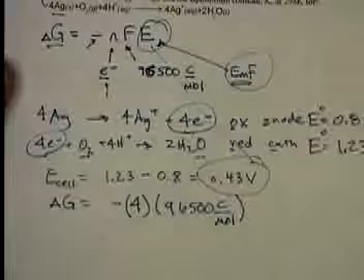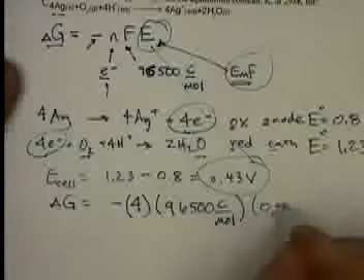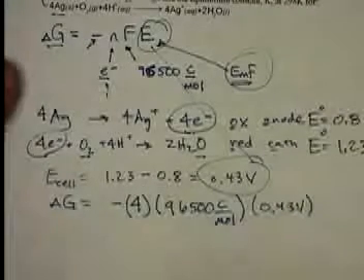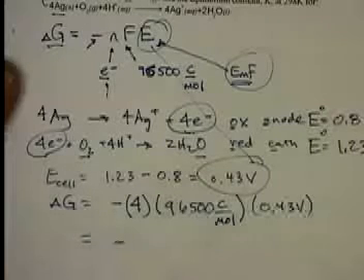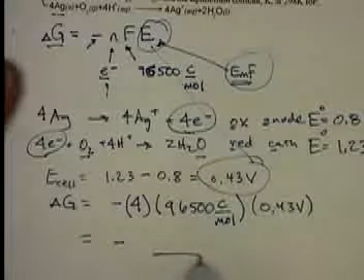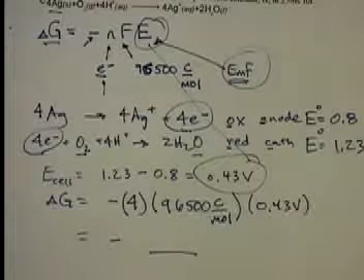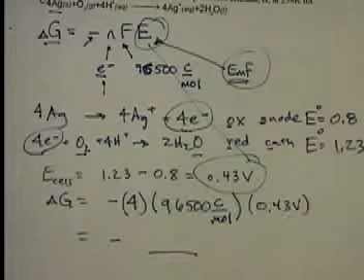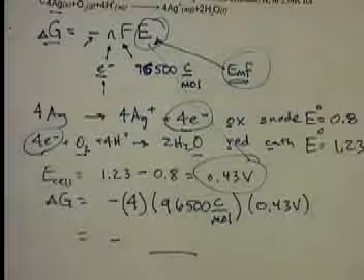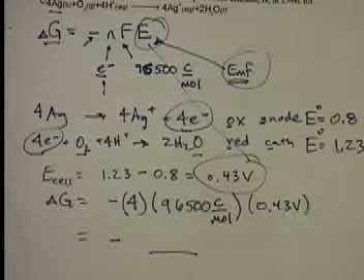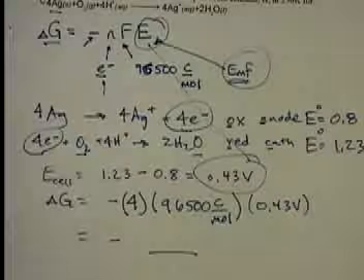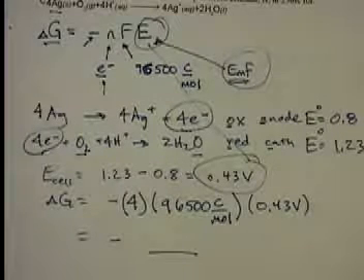Let's see, that's the Faraday constant, and then we need our voltage, which is 0.43 volts. And if you put those together, you're going to end up with a negative number that's, well, fairly big. And we know that that's fairly common for a redox reaction, is that it has a large negative delta G, meaning that it's fairly spontaneous, or quite spontaneous, as a matter of fact.